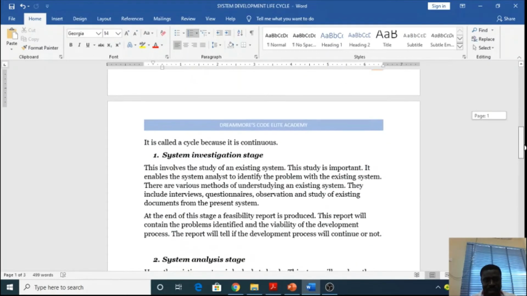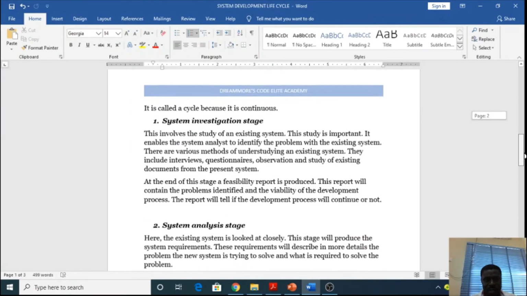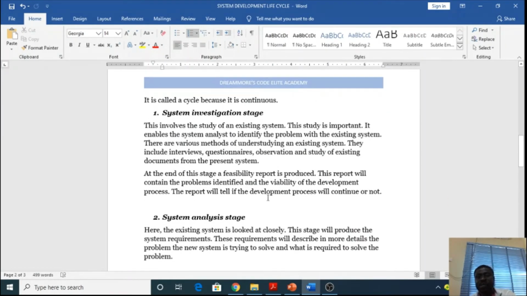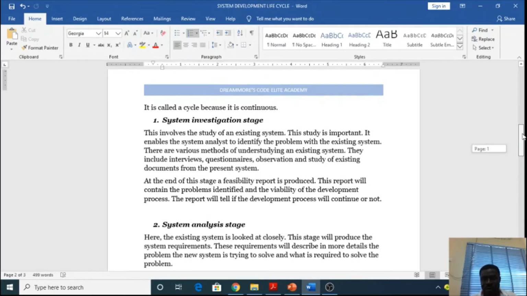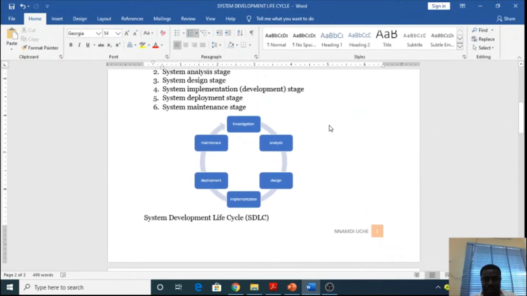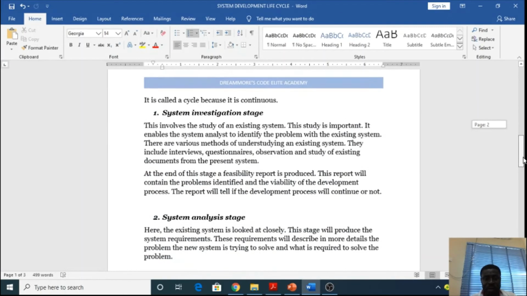Moving forward. It is called a cycle because it is a continuous process. It is continuous in nature because even if you have any system, there will be need for an upgrade, there will be need for a newer version, a better version of the system. So that is why this process is continuous. It's a cycle. You keep doing it after maintenance. When we get to that stage, I will explain why it is actually a continuous process.